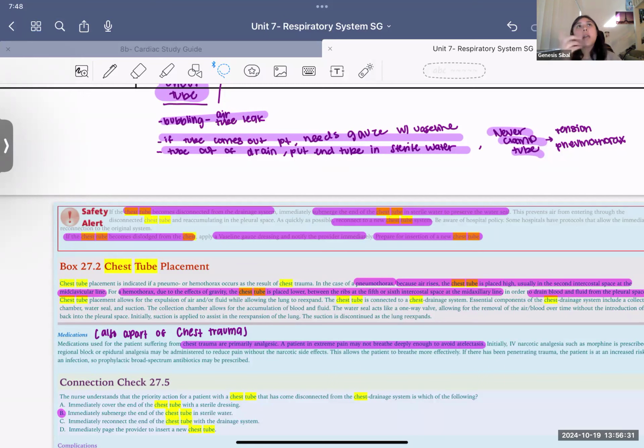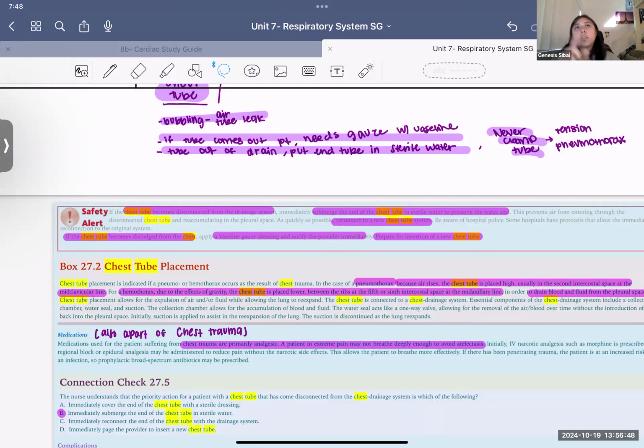So again, if it comes out of the patient, you walk into the room, you see that the tube is out of the patient, you're going to put the gauze on them. And then they're going to have to get a reinsertion of the tube. But don't just put gauze on it. It has to be petroleum jelly with it, and then it has to be taped 3 sides at least. You need to leave one out.